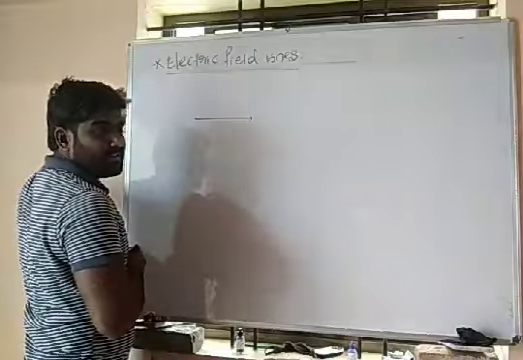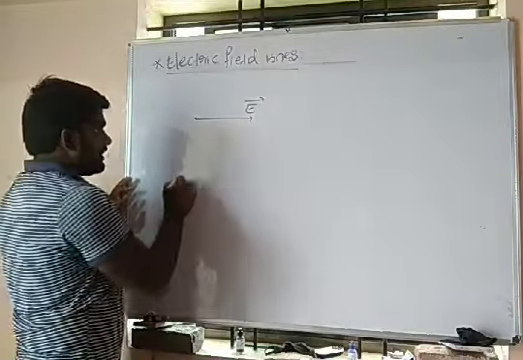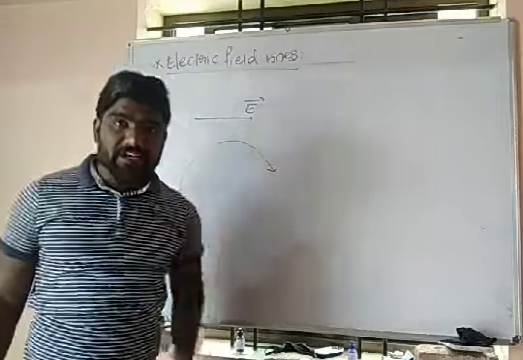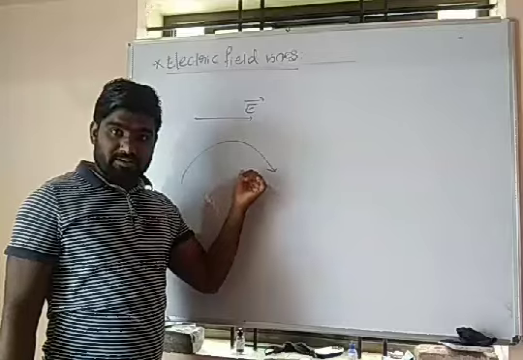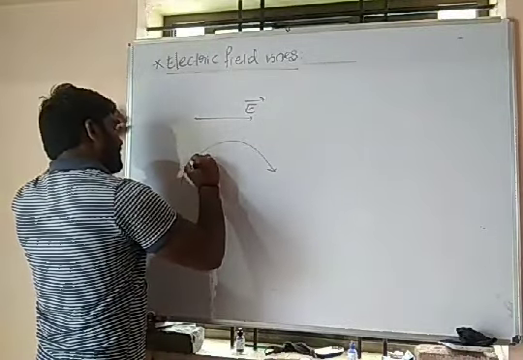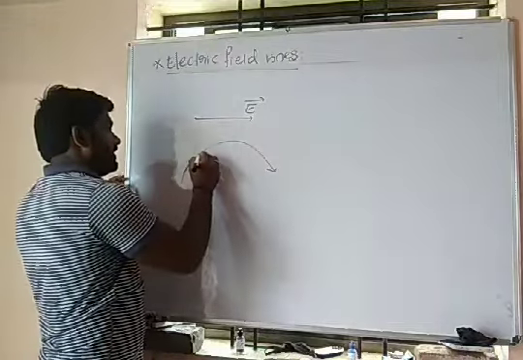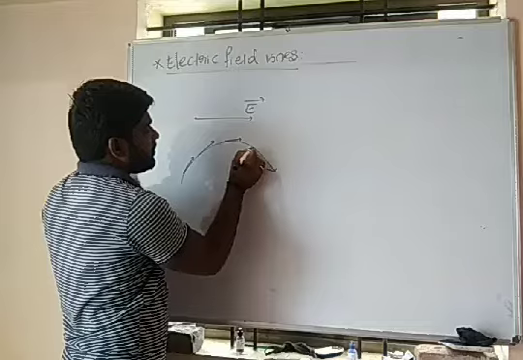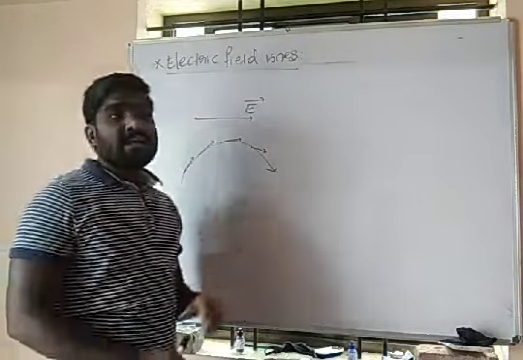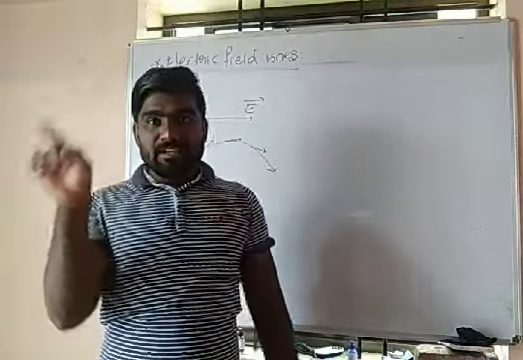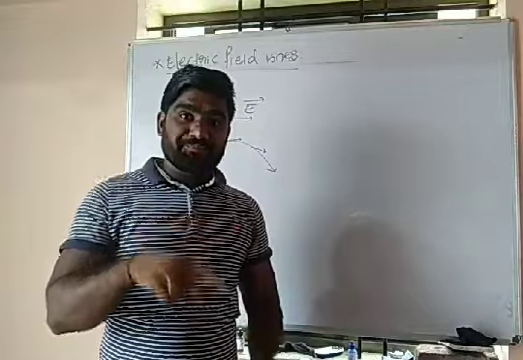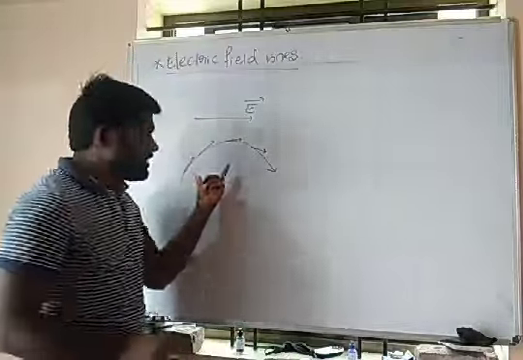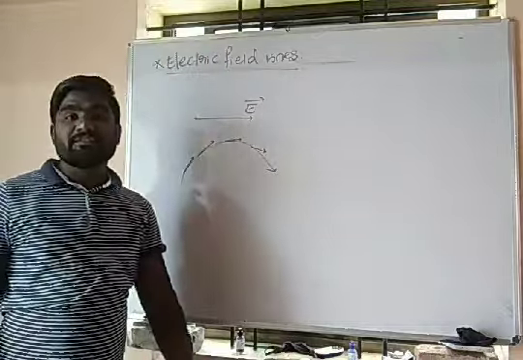See here, if it is a straight line, the electric field will be along this direction. If I take a curved path, then to understand the direction of the electric field, I have to draw a tangent to this curve. See here, at this point, if I draw a tangent, the electric field will be along this direction. At this point, the electric field will be along this direction. What I said: electric field lines may be a straight line or a curved path. The direction of the electric field can be understood by drawing a tangent to the curved path. This is called your electric field lines.